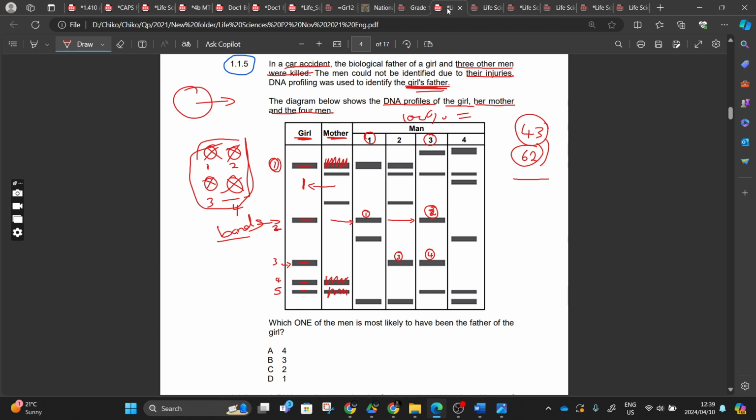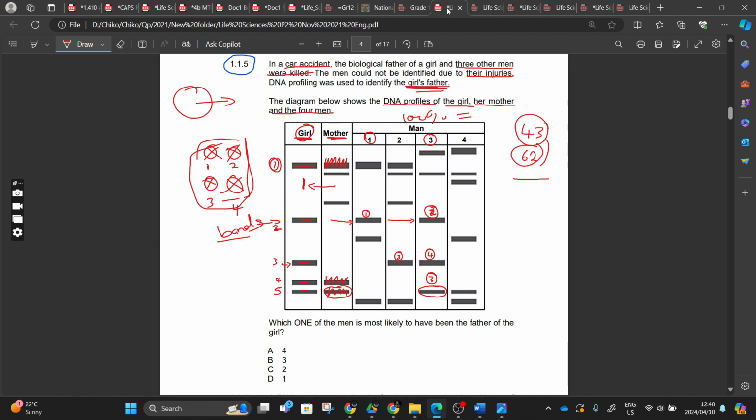And then we go to the last band. This one, she inherited from the mother. We expect not to find it from the father. And by number 5, there's a possibility of her inheriting it from the mother, and there's a possibility of that band being inherited from the father here. This concludes that man number 3 there is the father to this girl, right, using our interpretation.